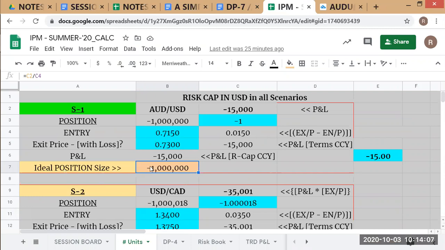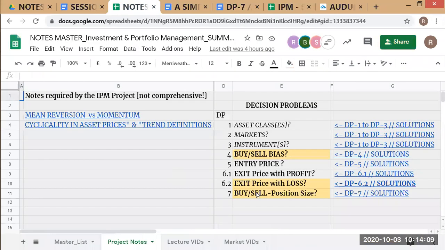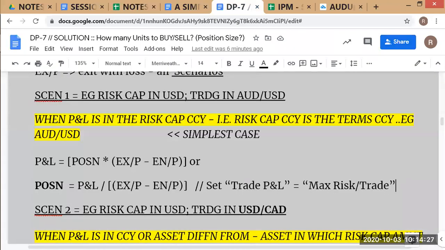So what we are doing here is solving this buy sell position size problem for the simplest possible case in the currency markets, where your risk cap is in USD in all the situations and we are trading in Aussie US, which means the risk cap currency is the PNL currency. So, simplest case. Any questions here?